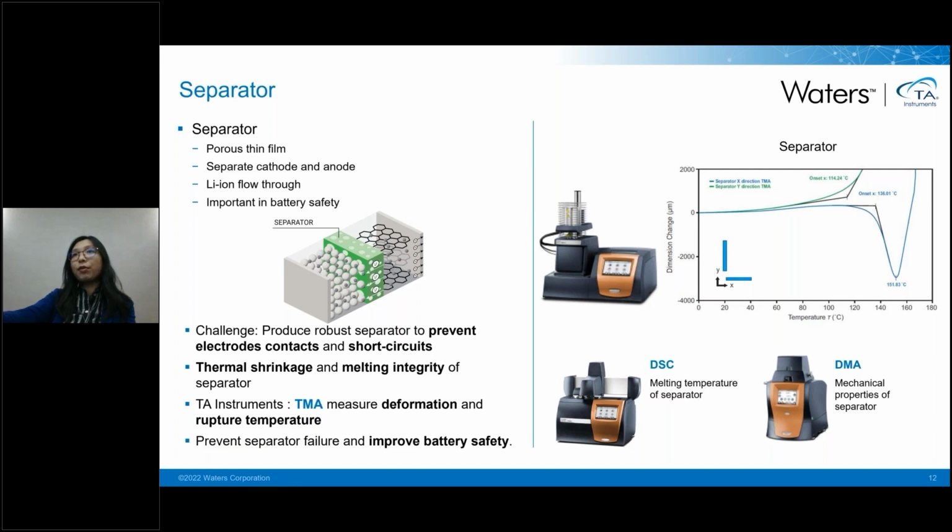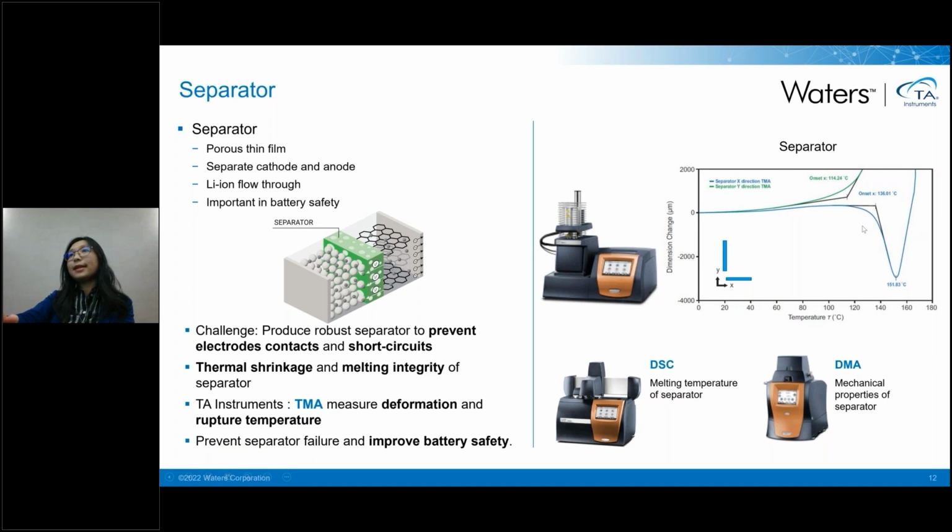If you look at the right figure, there's a TMA graph of the separator material run in two different directions, the machine direction, X, and the Y direction. You can see that in the X direction, or the machine direction, oftentimes when you load it in tensile format and heat it to a certain temperature, you will see a thermal shrinkage. That is due to the manufacturing or processing of the separator thin film.